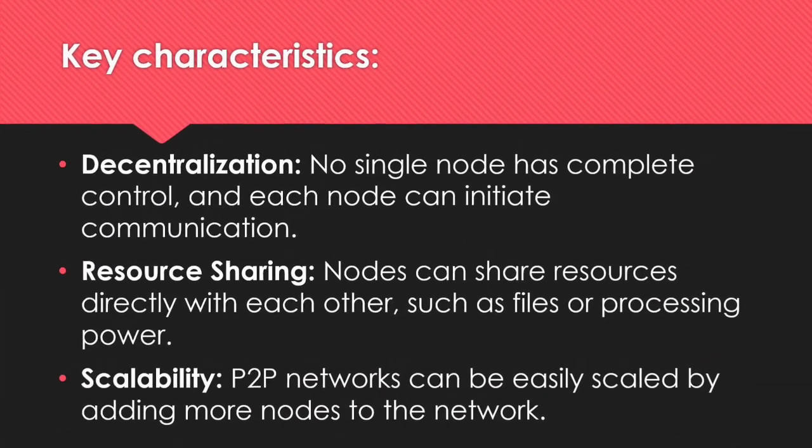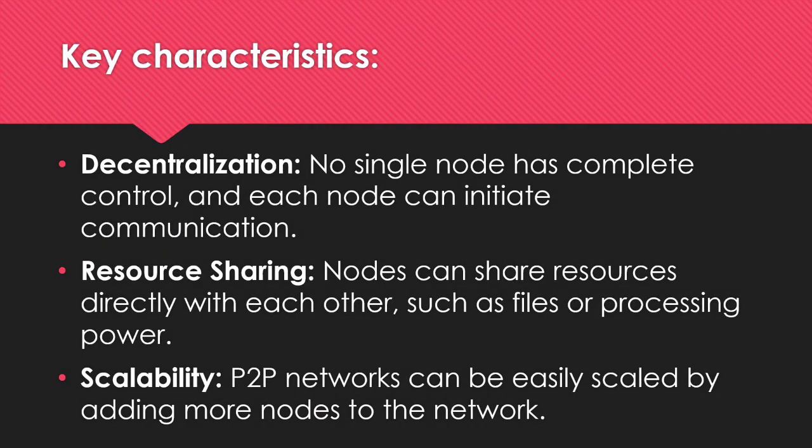Key characteristics of P2P architecture. Decentralization. No single node has complete control, and each node can initiate communication. Resource sharing. Nodes can share resources directly with each other, such as files or processing power. Scalability. A P2P network can be easily scaled by adding more nodes to the network.